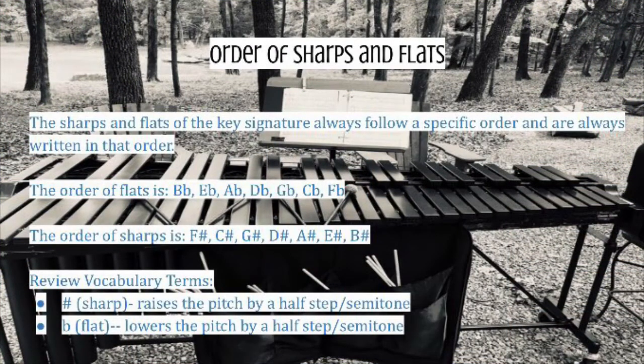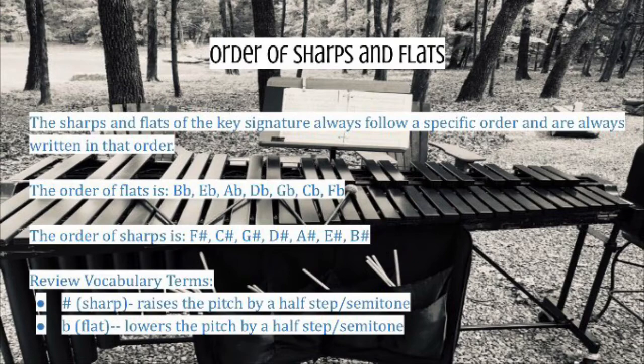Continuing on, now that you know how to identify the key and know that each time it adds a sharp or a flat, depending on whether you're using the circle of fifths or circle of fourths, how do you know which flats or which sharps they are going to be? What we use is the order of sharps and flats, which means that the sharps and flats of key signatures always follow a specific order, and they are always written in this specific order.